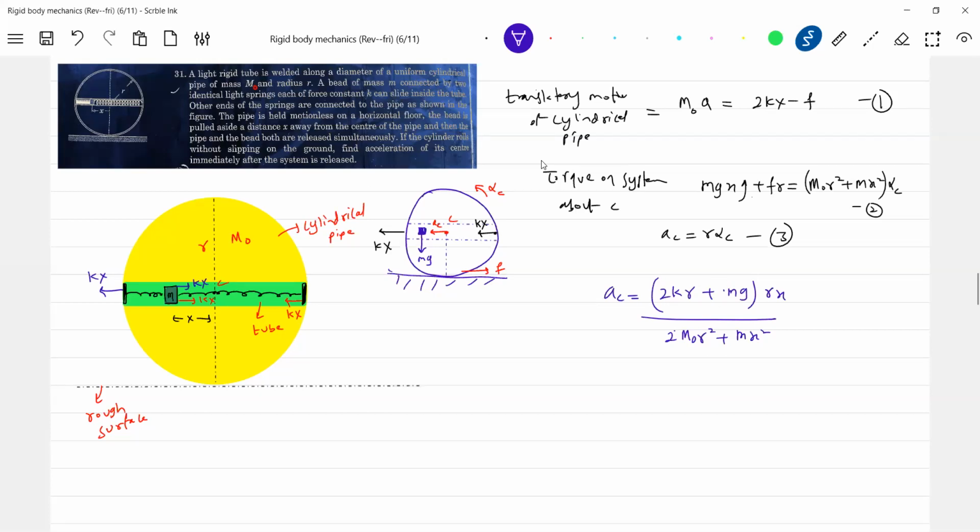If you try to solve it, find acceleration of center of mass. KR, sir. 2KR only. Yeah, okay.